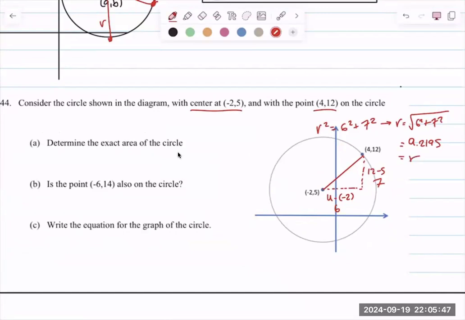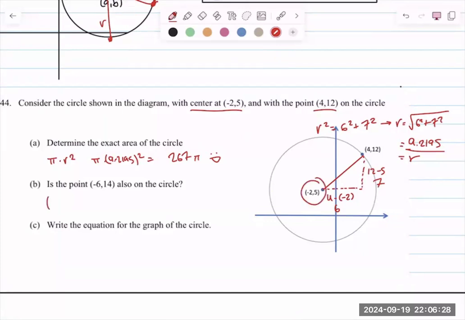So area of a circle, if you recall, is pi times the radius squared, or pi times 9.2195 squared. Put that in your calculators, 9.2195 squared. You get 85 pi. So our next question is asking, is the point -6, 14 also on the circle? Well, let's check that. It just needs to be a distance of this 9.2195 away from the center, right? So let's check.